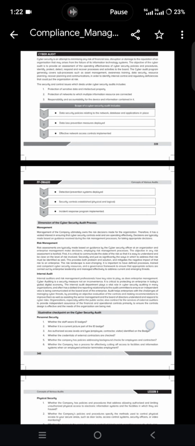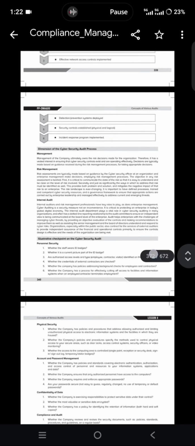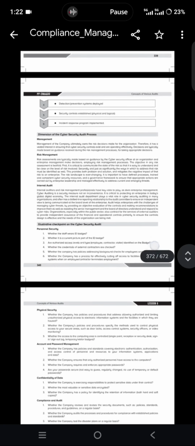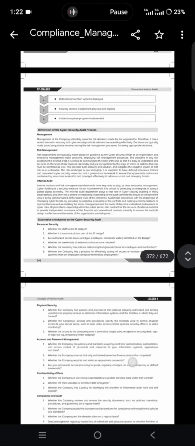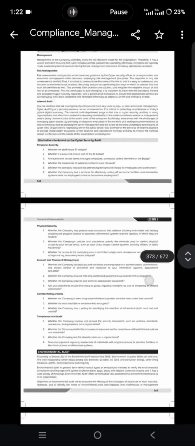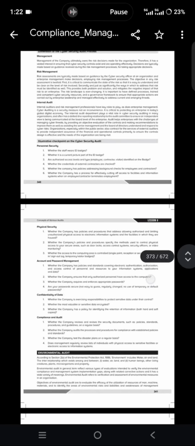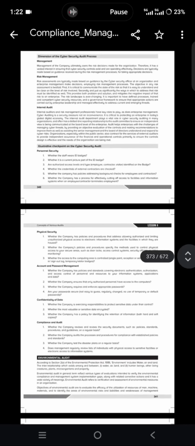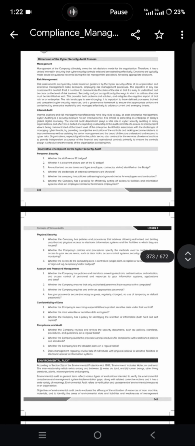Scope of cyber security audit includes: first, data security policies relating to network, database, and applications in place. Data loss prevention measures deployed. Effective network access controls implemented. Controls implemented while accessing. Detection or prevention systems deployed. Security controls established, both physical and logical. Incident response program, meaning if any cyber attack has happened, what is the response program? Backup plan. What is the backup plan?